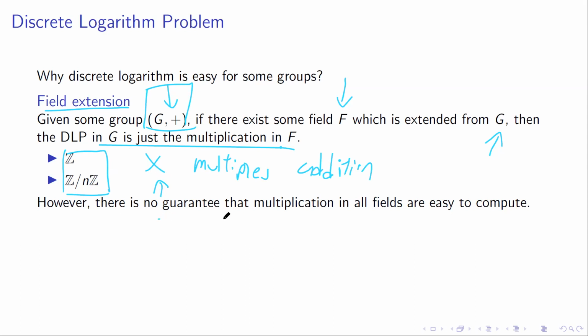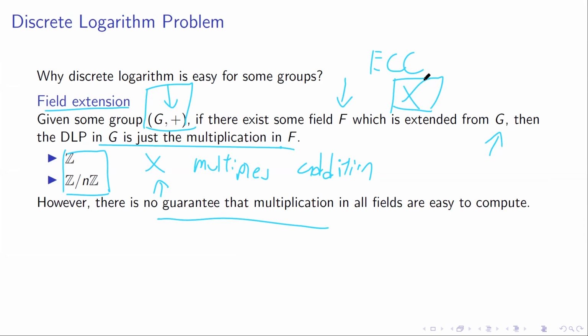However, there's no guarantee that multiplication in all fields is easy to compute. For example, I found a paper some time ago about elliptic curves. People actually found a field extension of the elliptic curve that defines the point multiplication in the elliptic curve. If this is easy to compute, then the discrete logarithm is also easy to compute. But the problem is that this multiplication is not easy to compute.